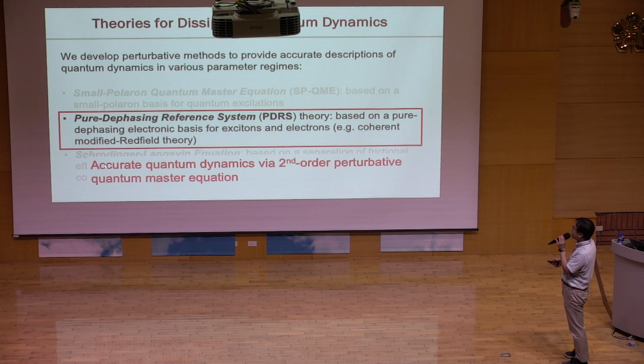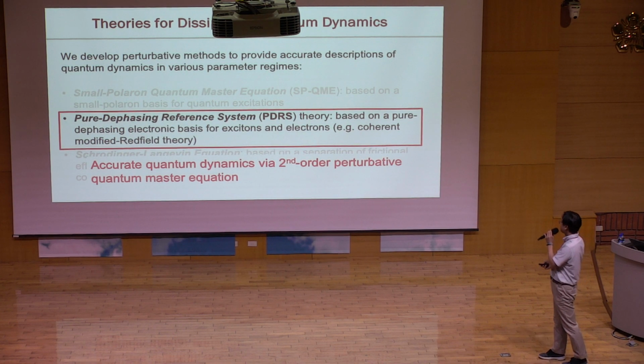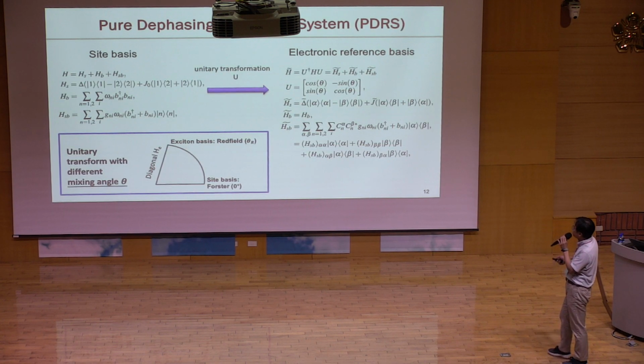This basically provides accurate quantum dynamics using second-order perturbation quantum master equation. So the idea is this. Normally, we have a Hamiltonian, right? We write down the Hamiltonian in a so-called site basis, okay?